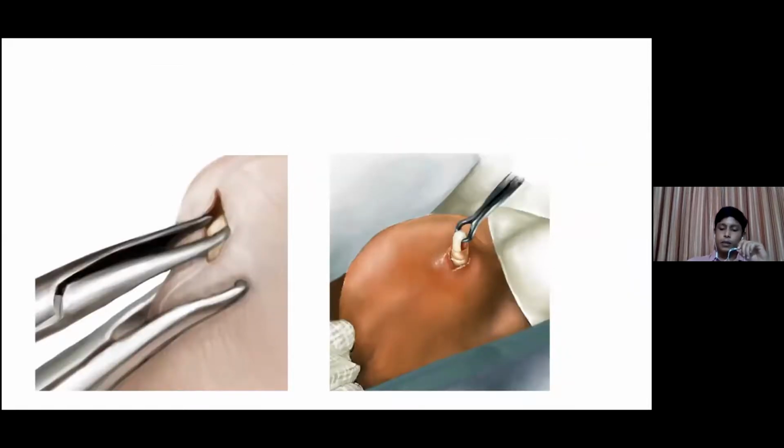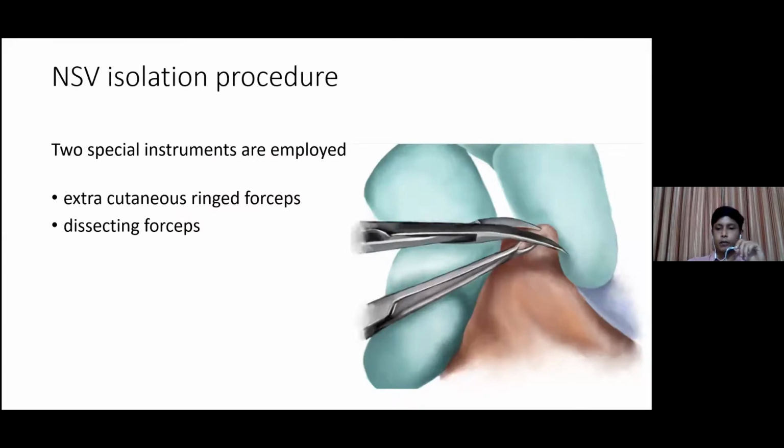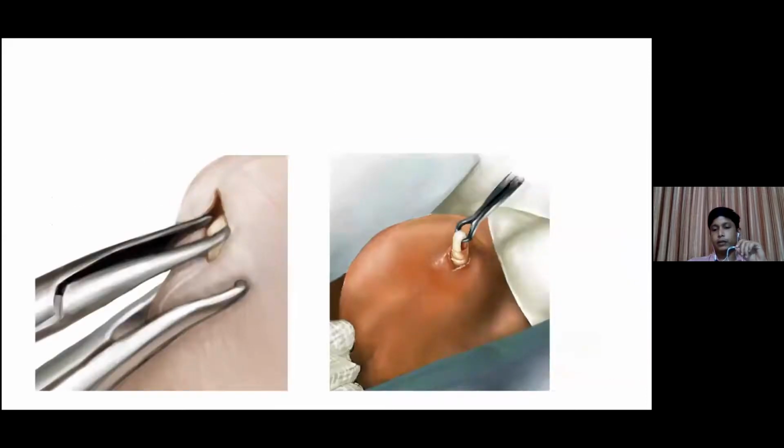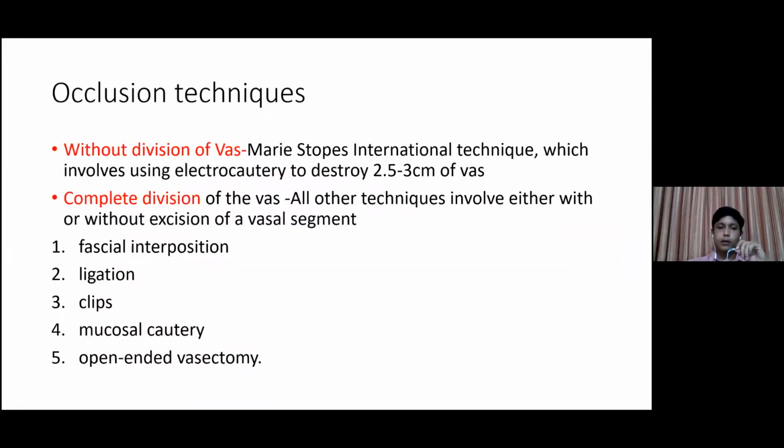So these are the techniques of how you apply the ring forceps and identify the vas, then how we dissect the vas and take it out, and then we can use the occlusion techniques.